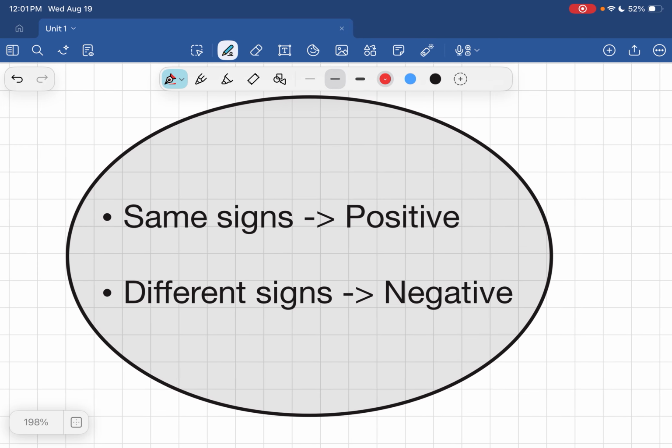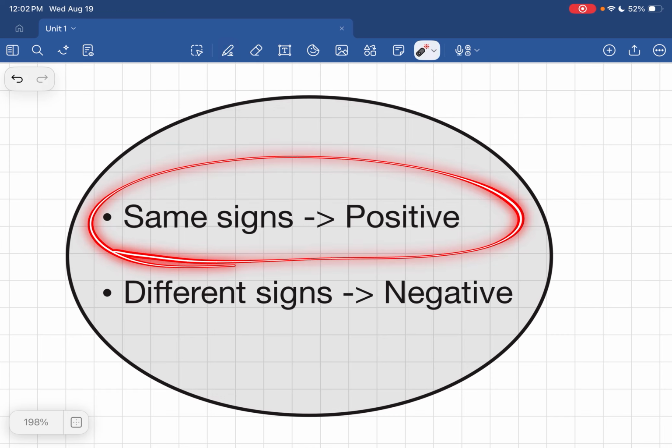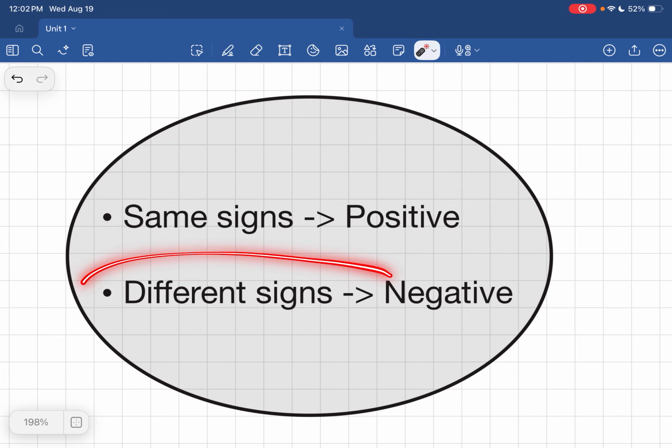Here's the rule I want you to remember. When multiplying or dividing integers, same signs give you a positive answer. Different signs give you a negative answer. You don't need to memorize 8 different rules, just ask yourself one question. Are the signs the same or different?